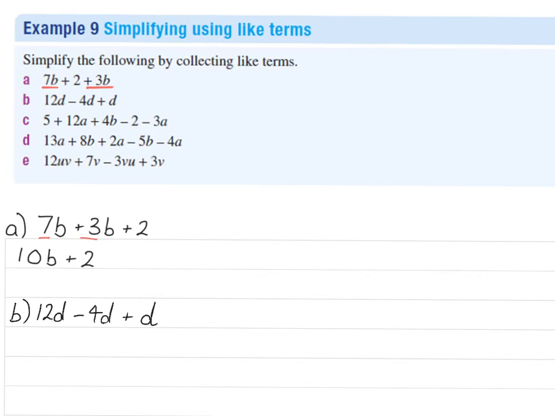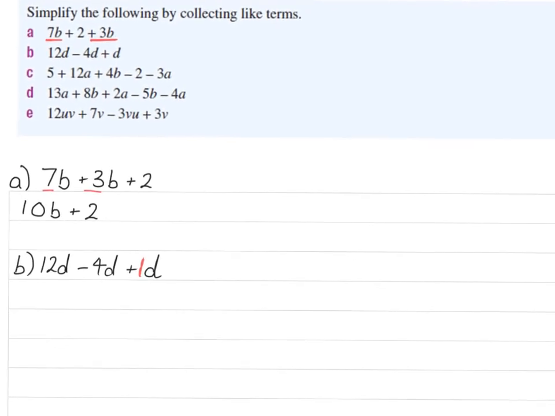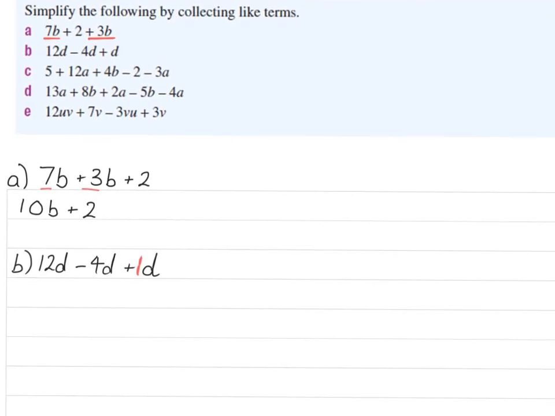With question B, we have 12d minus 4d plus d. They are all like terms because they all have exactly the same pronumeral. Just remember that this d, although it doesn't have a number in front of it, the coefficient would be 1. We've got one lot of d and we just don't write that 1 if we don't need to. So that's going to equal 12 minus 4, which would be 8, plus 1 more, which will give us 9d.